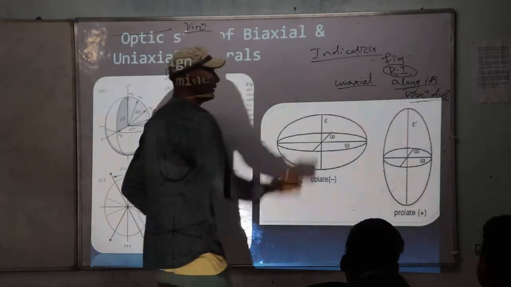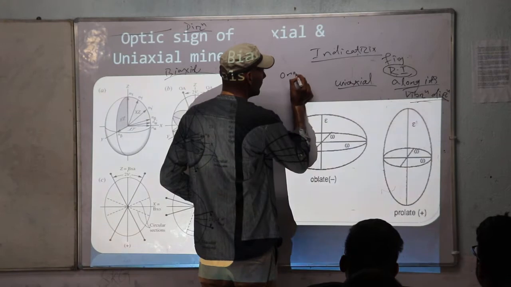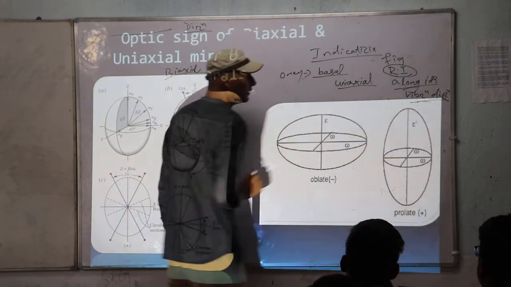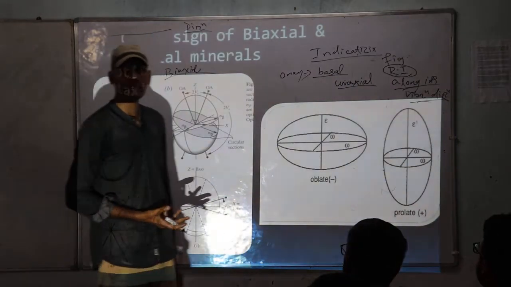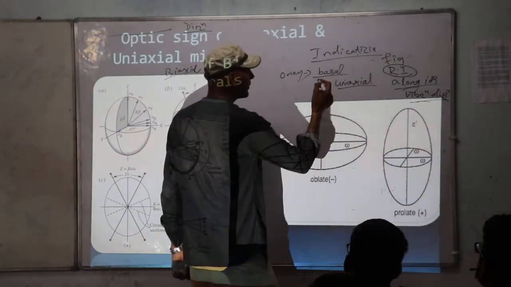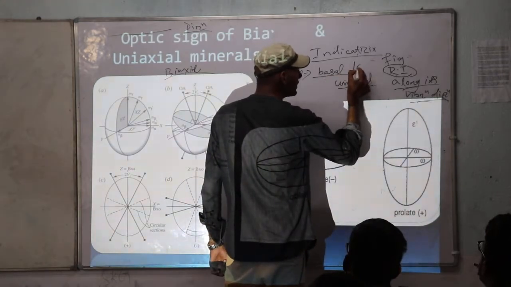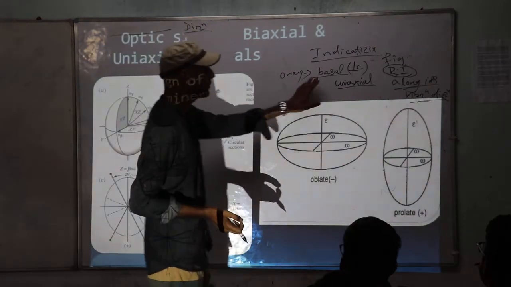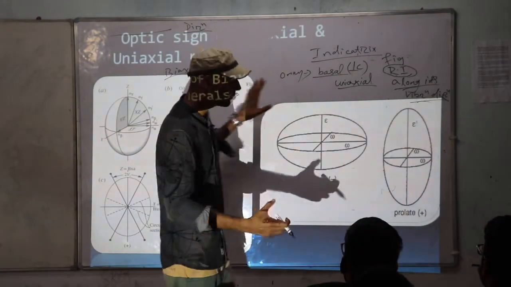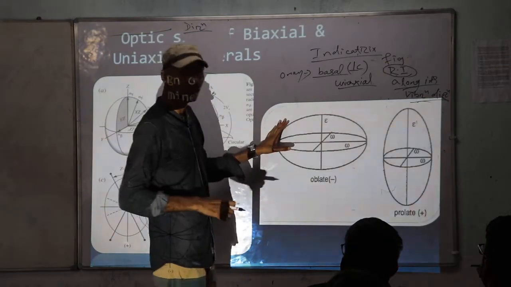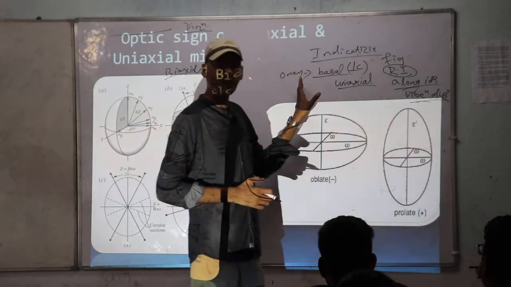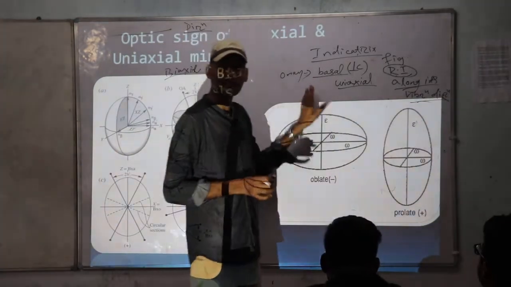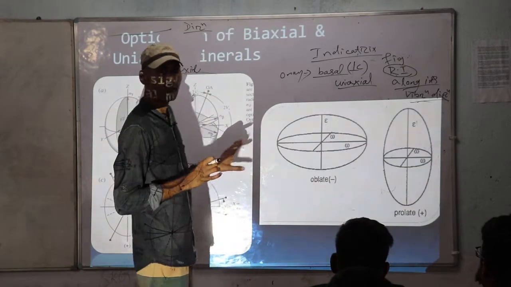For uniaxial, I am telling, for ordinary the vibration is in the basal section. So what is basal section? Basal section means the section which is perpendicular to C. Basal section doesn't mean that it is perpendicular to the optic axis. Most of us think that in a uniaxial mineral the optic axis is perpendicular to the basal section. Yes, obviously it is perpendicular to the basal section, but that is a coincidence. That is not the logic.